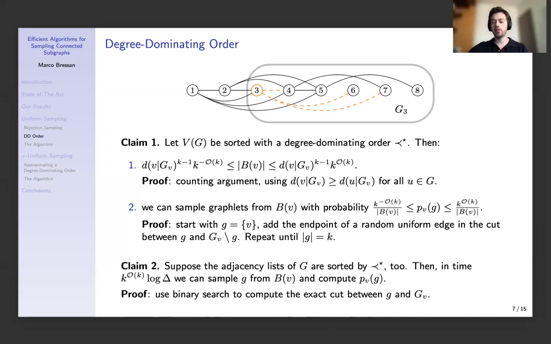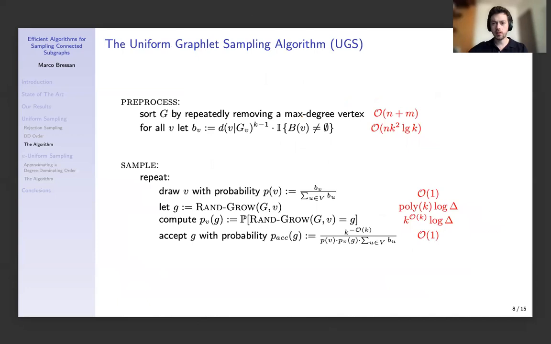Okay, so with all these ingredients in place, we can have our uniform graphlet sampling algorithm, which has, as said, 2 parts. The preprocessing is the sorting of G, which can be done in linear time by a simple bucketing technique. There is only a small additional cost, k squared log k, due to the fact that we have to check actually if every bucket is empty or not. And then we assign to every bucket an estimate of its cardinality, which, remember, is the degree of V in GV to the power of k minus 1. This is our bucket size estimate BV.